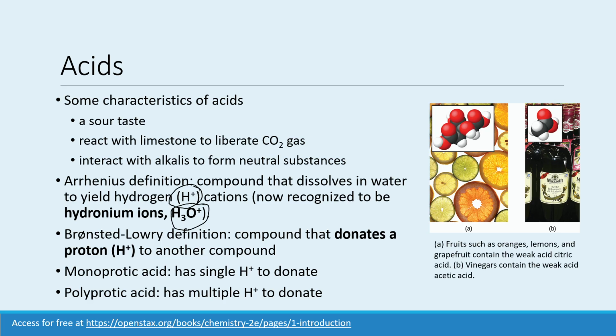Okay, and keep in mind that acids can be monoprotic or polyprotic. So if an acid is monoprotic, it means that it only has a single hydrogen that can be donated. Doesn't mean it's the only hydrogen present, it just means it's the only one that can be donated. And polyprotic acids are going to have multiple hydrogens that can be donated.